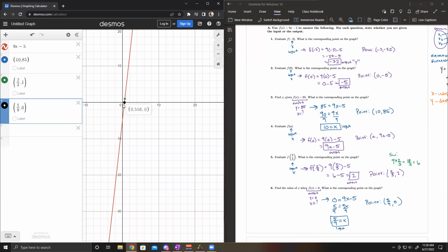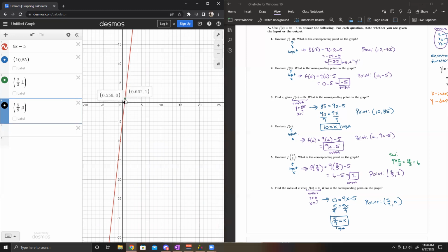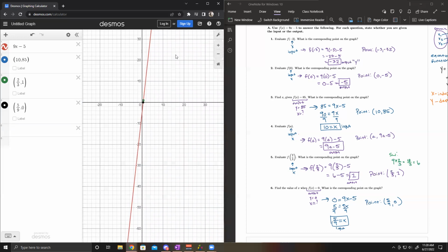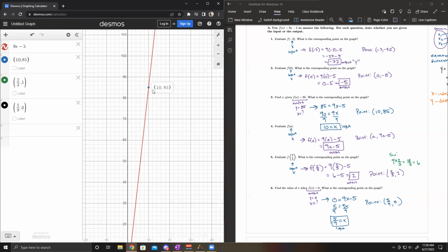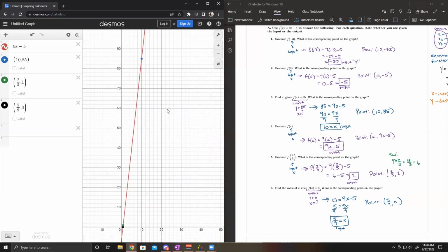There's our point, 5/9 and 0. So 5/9 is 0.556. There's our other point, 2/3 and 1. 2/3 is 0.667 and 1. And then our other point, 10 and 85, right up there. So again, what we're doing with these inputs and outputs is we are finding points that are on the equation. Well, we're finding points that are in the graph of this function. There we go. Okay. So just putting visual to what we're doing.